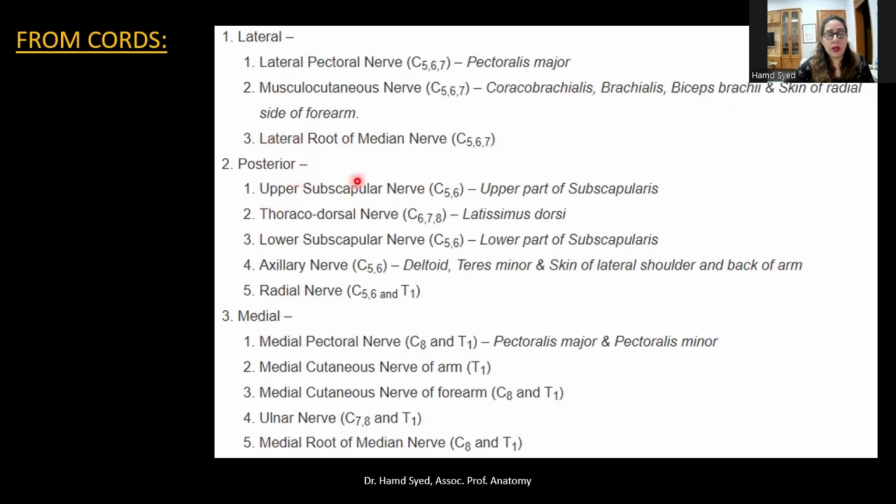Then the posterior cord, I told you, is giving off these three minor branches. The upper and lower subscapular nerves are supplying subscapularis muscle, whereas the thoracodorsal nerve supplies latissimus dorsi muscle. And then the axillary nerve is going to supply deltoid and teres minor muscles, and it is also sensory for the skin of the lateral side of the shoulder and the back of the arm. The medial cord is giving off the medial pectoral nerve, which supplies pectoralis major and minor muscles, the cutaneous nerves of arm and forearm, ulnar, and medial root of median nerve.